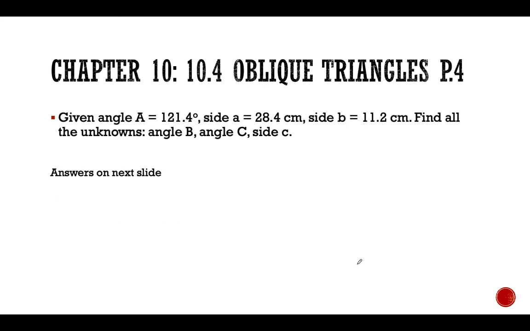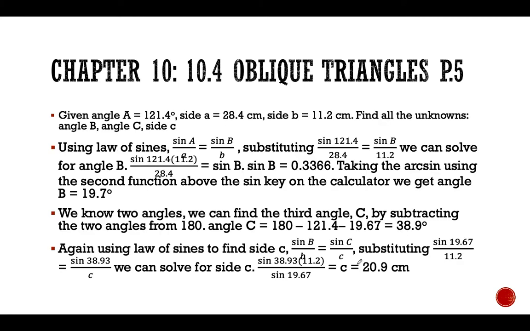Here's a problem for you to try on your own. Given angle A equals 121.4 degrees, side A equals 28.4 centimeters, and side B equals 11.2 centimeters. Find all the unknowns: angle B, angle C, and side C. Let's look at the solution.